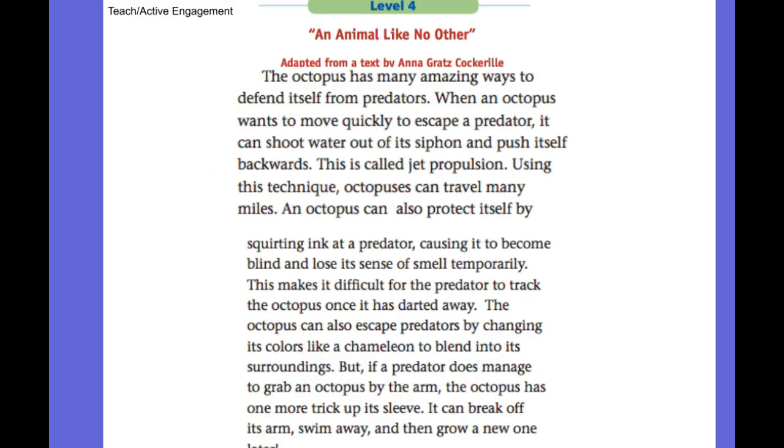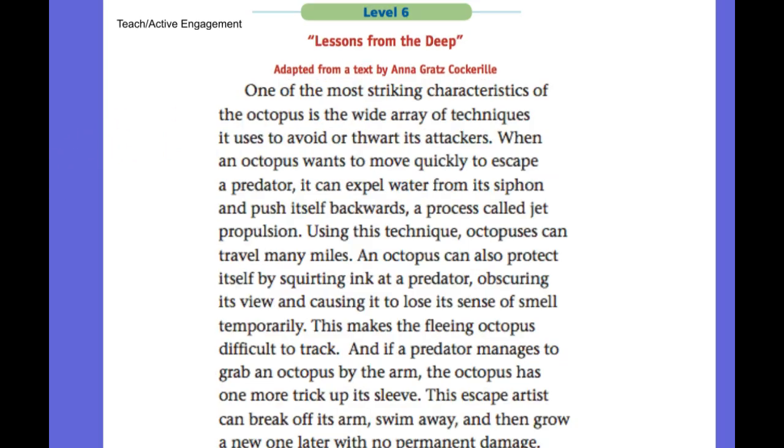Let's look at level 4 and how that first sentence changes. The octopus has many amazing ways to defend itself from predators. And right here, predators, it added that detail to that sentence. Now the text is getting harder. So let's look at level 6.